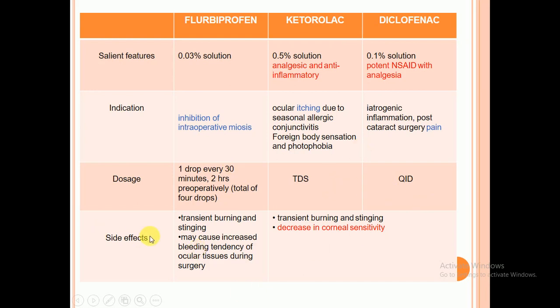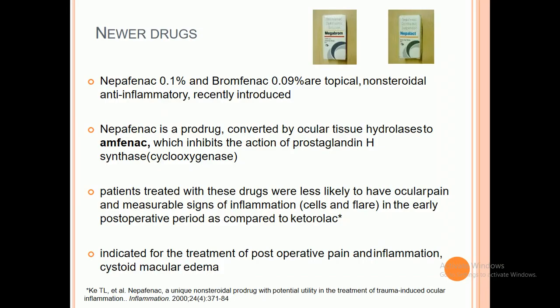These are the side effects which are reported after administration of these agents. Flurbiprofen can cause transient burning and stinging, while it may increase the bleeding tendency of ocular tissue during surgery. Ketorolac may also cause transient burning and stinging and decrease in corneal sensitivity. So these are the various side effects which are reported after the use of flurbiprofen, ketorolac, and diclofenac.